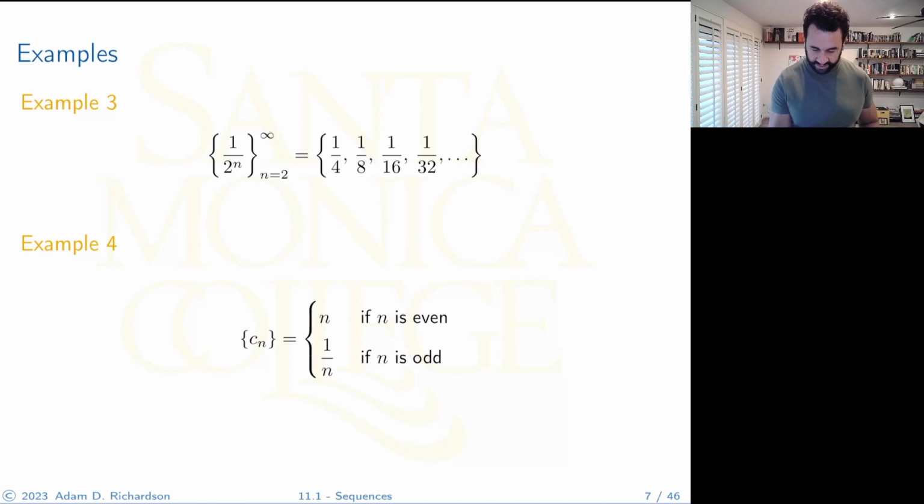Here's a classic sequence, the sum of the reciprocal powers of 2. This is related to one of Zeno's paradoxes. Notice that in this case, I started at 2 just for fun. And so that's why the first term is actually 1/4, because it's 1 over 2 squared.